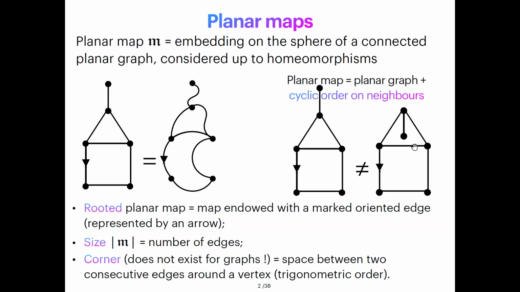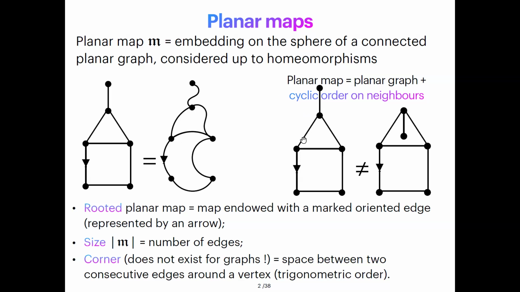So this map on the left, which is a house with a chimney, is exactly the same as this moon with a nightcap. On the other hand, these two maps are not the same. It's not a continuous deformation to cross an edge. So a planar map and a planar graph are different. The notion of planar map encompasses the cyclic order around a vertex.